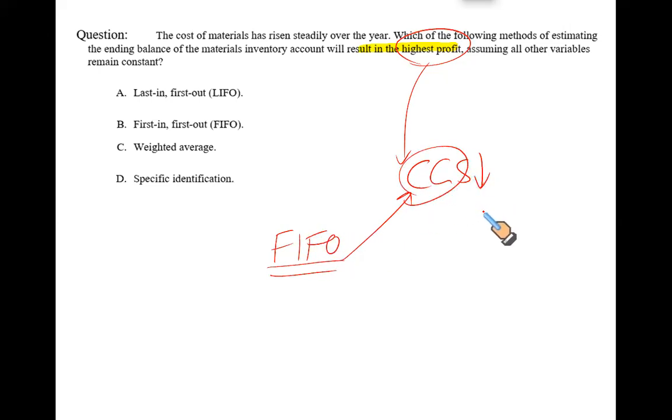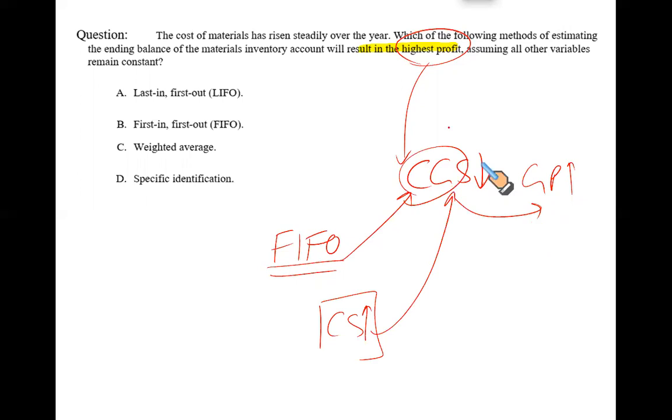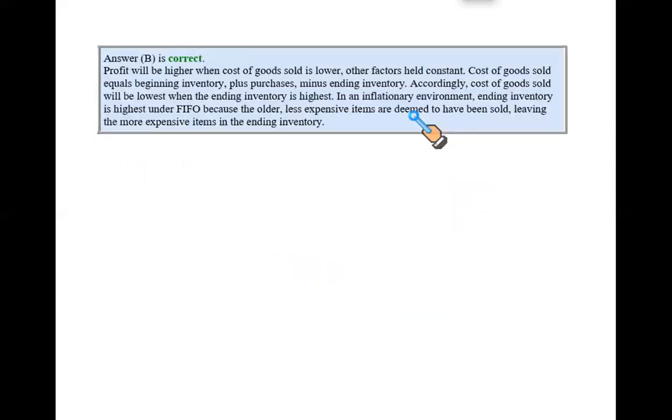Hence, your CGS is lower. Resultantly, your gross profit would be higher and your net profit would be higher. Or in other words, under FIFO your inventory would be at a higher value. Your closing stock would be high. A higher closing stock means your cost of goods sold would be low, and lower cost of goods sold means your gross profit and net profit would be higher. So that's the idea. Moving on.